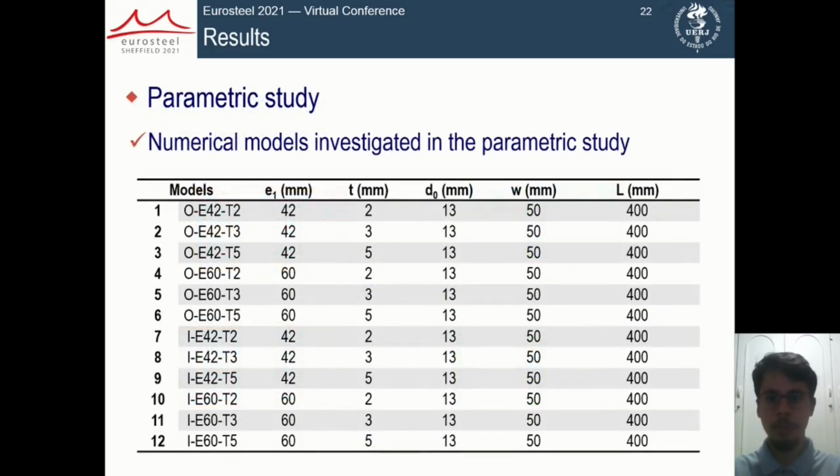The parametric study aimed to evaluate the influence of the curling effect on the behavior of the connection. The geometrical properties of the connection varied from e1 equal to 42 mm to a value of 60 mm. In addition to the variation of the parameters, e1 over d, different thickness values were also analyzed.